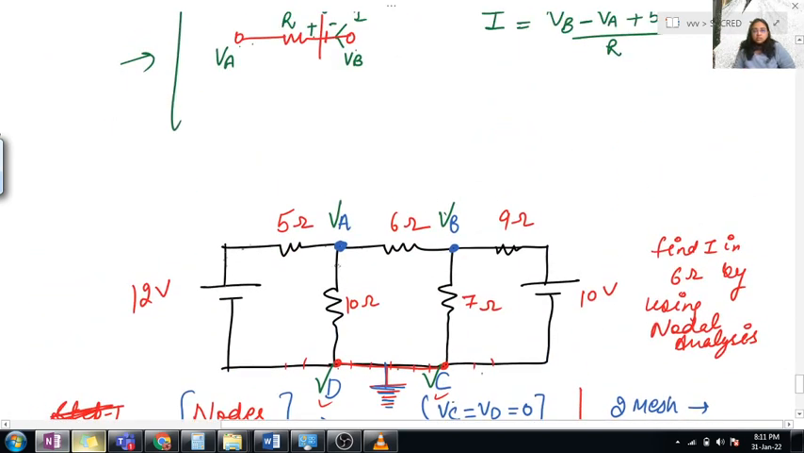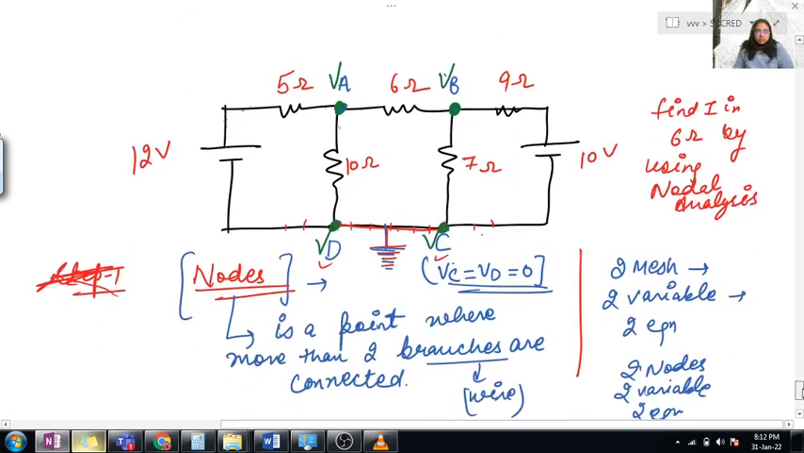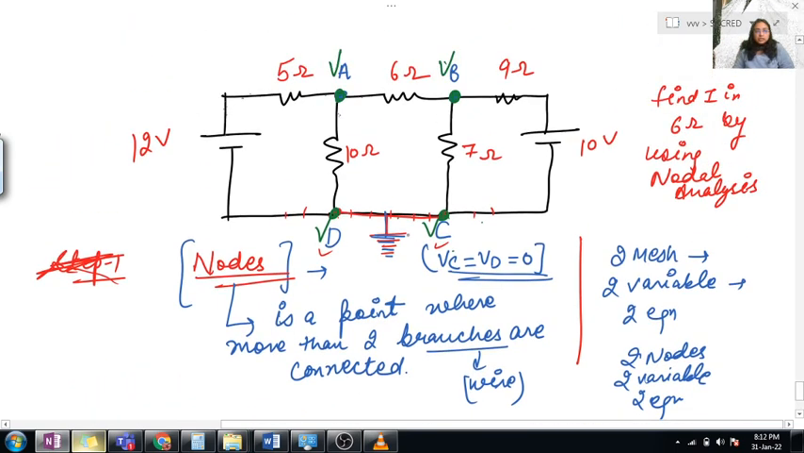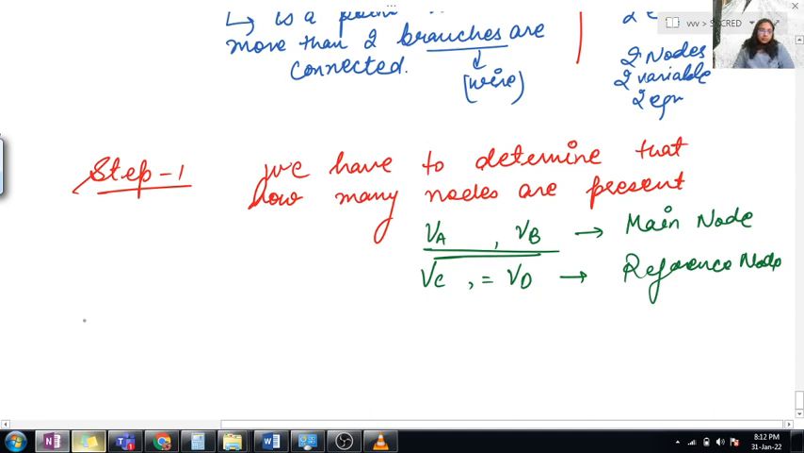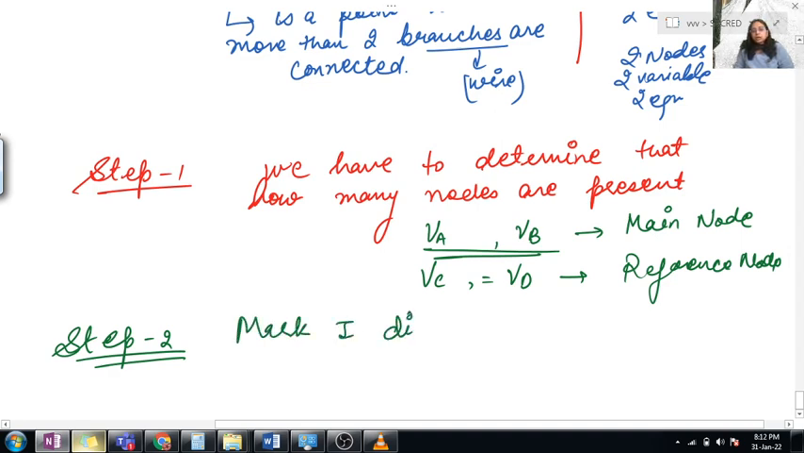So we'll always consider a main node, like this is node A, where at this point the potential would be VA, and at this point the potential would be VB, and at this point the potential is VD, and at this point the potential is VC. Wherever we have done grounding, at that particular point the potential would be equal to 0, and that particular node is known as the reference node. Clear? Now next is step number 2. We have to mark the current direction.